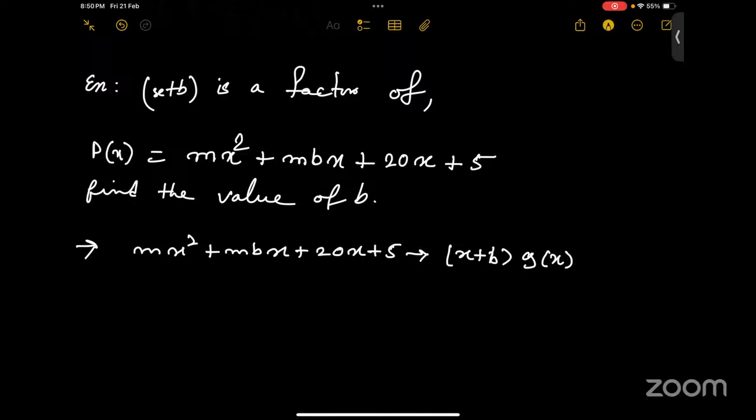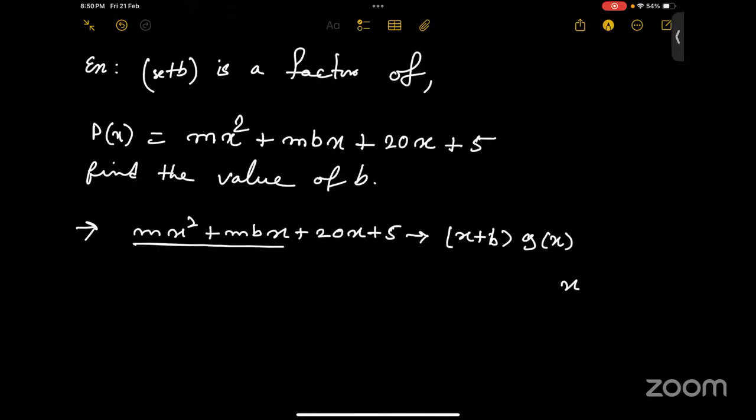Ma'am, now x equal to minus b will satisfy this equation, no? You can write that it must be equal to 0. Yeah. So you can put x equal to minus b here, then we can get the value of b. So we put x equals minus b and equate it to 0. Then you can get the value. Yes, good.